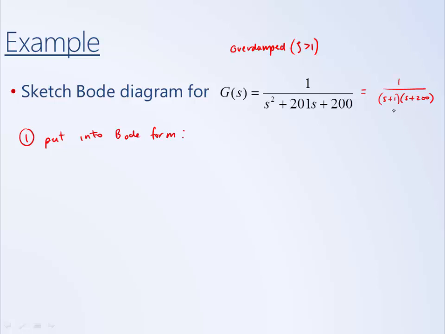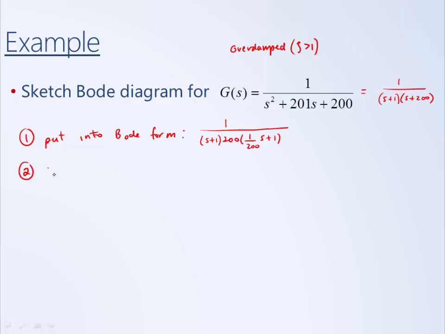This term is okay because it's in the form ts plus 1, where t is equal to 1. So that first term is okay. We factor 200 out of the second term. Now the transfer function is in Bode form.